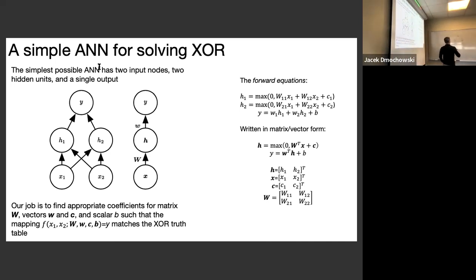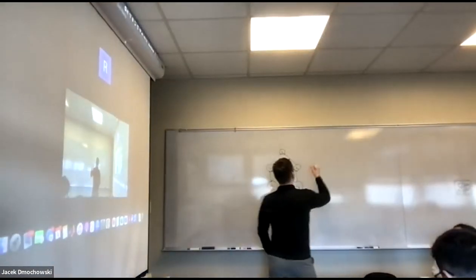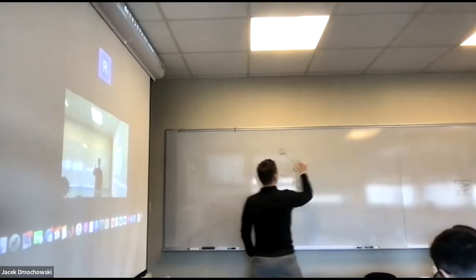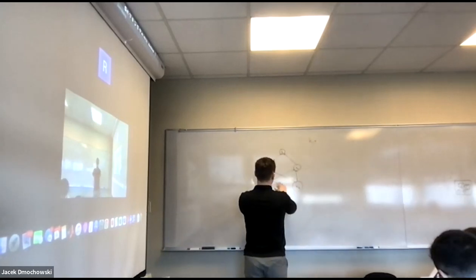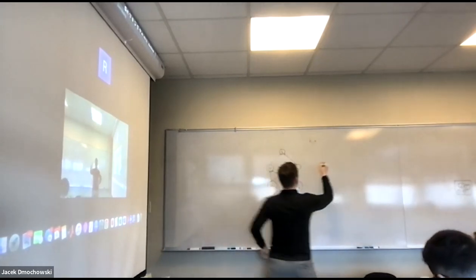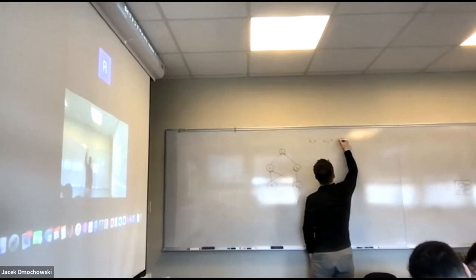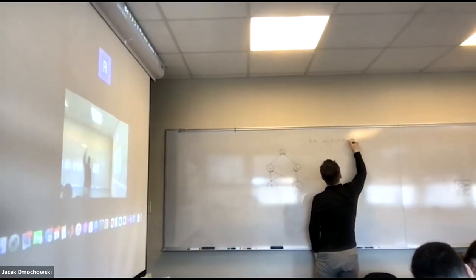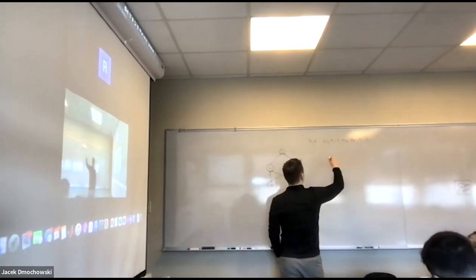Okay, so I'll stop share for this. Right, let's look at how we construct H1. H1 is going to have a contribution from each of the inputs. So I'm going to call this W11 X1 plus W12 X2 plus a bias term, which I'm going to call C1, just the coefficient.